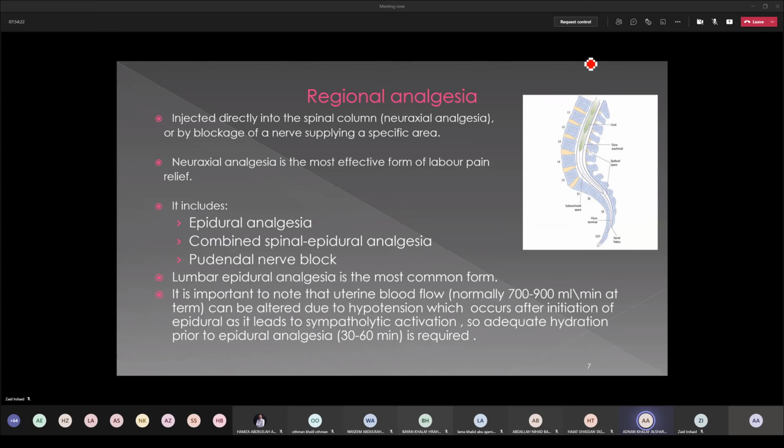It's important to note that uterine blood flow normally is from 700 to 900 ml per minute, اللي هو عبارة عن 12% of اللي هي maternal cardiac output خصوصا فترة الترم, and can be altered due to hypotension which occurs after initiation of epidural as it leads to sympatholytic activation. So adequate hydration prior to epidural analgesia من half an hour to an hour prior to analgesia is required.